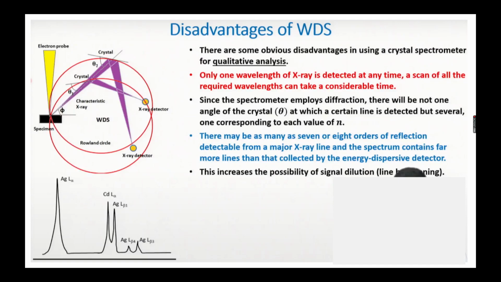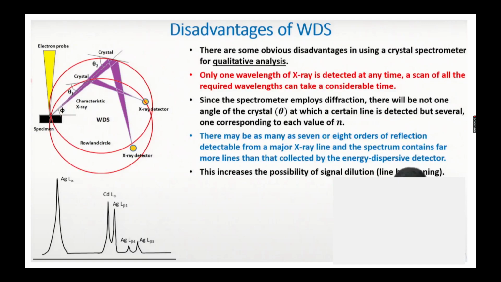So that will take a lot of time. Since the spectrometer employs diffraction, there will be not one angle of the crystal at which a certain line is detected, but there will be several, one corresponding to each value of n, and there may be as many as 7 or 8 orders of reflection detectable from a major X-ray line. The spectrum contains far more lines than that collected by the EDS detector.